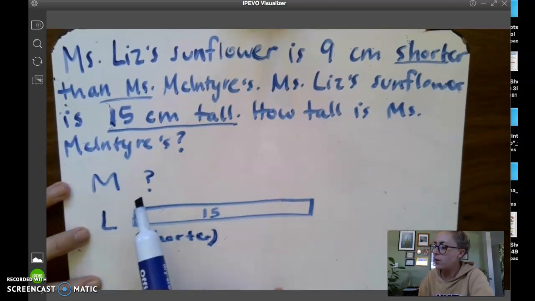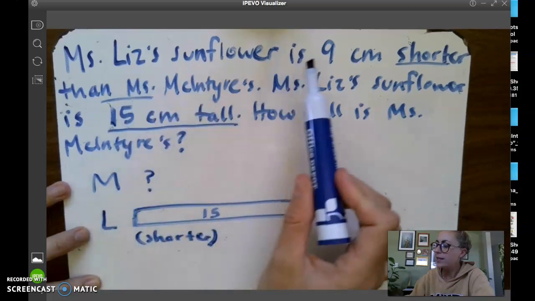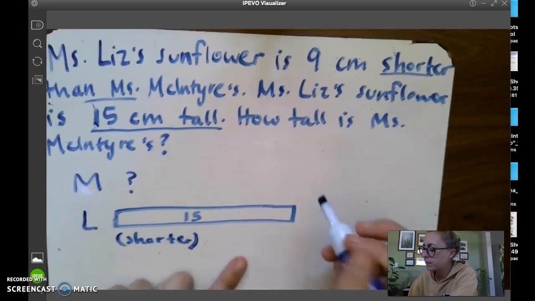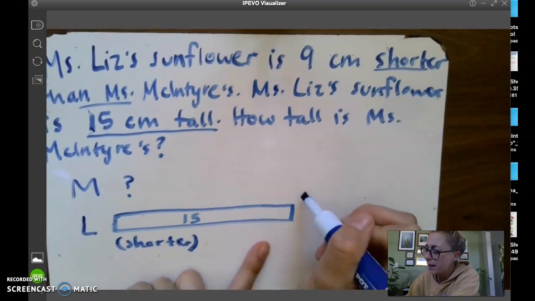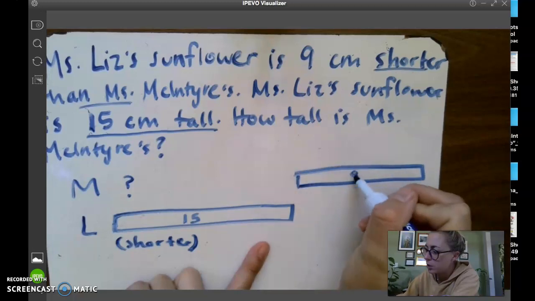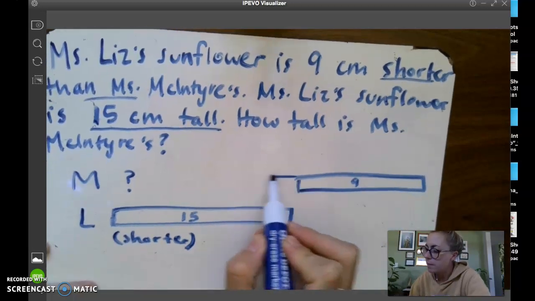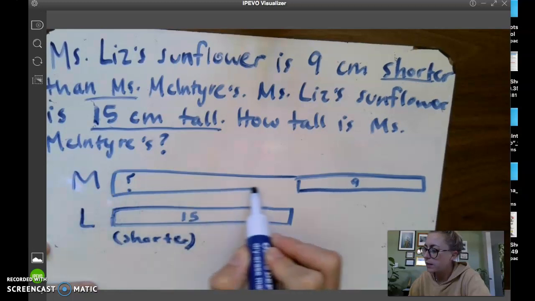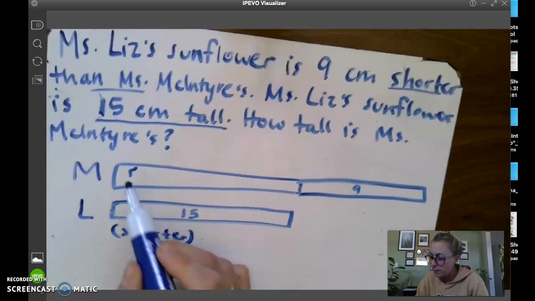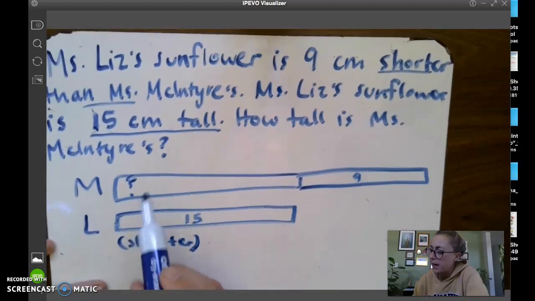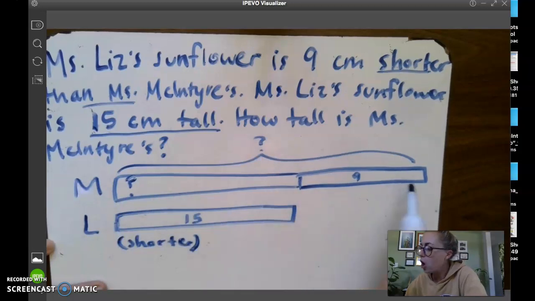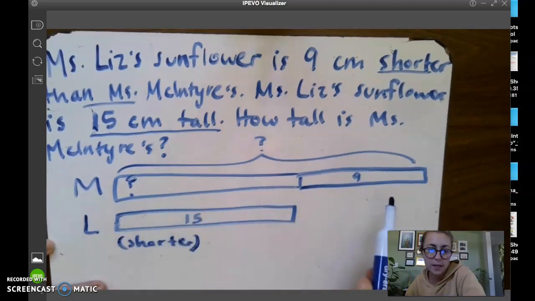Well, I know that if Miss Liz's sunflower is 9 centimeters shorter than Miss McIntyre's, that Miss McIntyre's must be 9 centimeters longer than Miss Liz's. Because I know that Miss McIntyre's is longer, so I have to figure out how much longer. And this is my little question mark right here. And I'm not sure how tall or long Miss McIntyre's sunflower is.